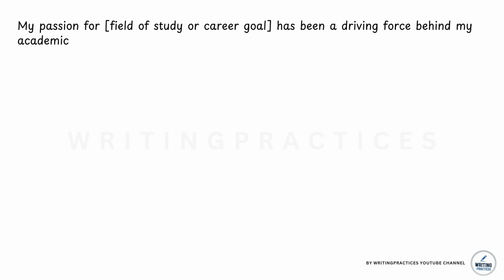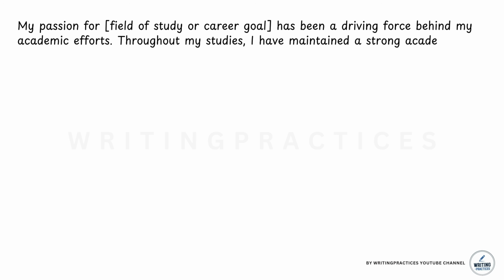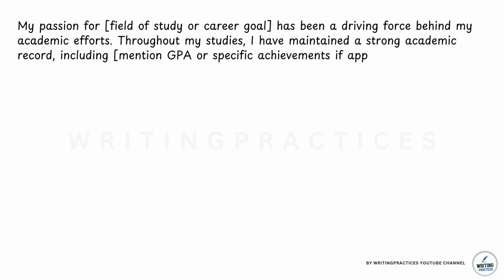Body paragraph 1, academic and personal qualifications. This is where you dive deeper into your academic record, personal background, and extracurricular involvement. The goal here is to show that you're not only deserving, but also motivated and active. Let's look at the example.